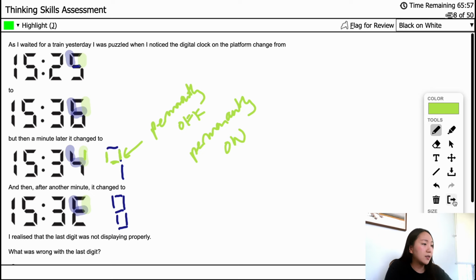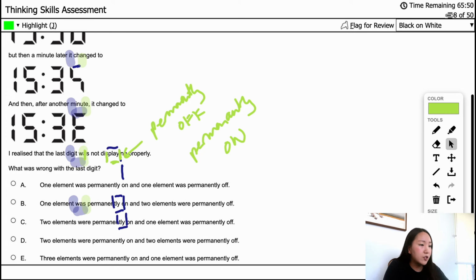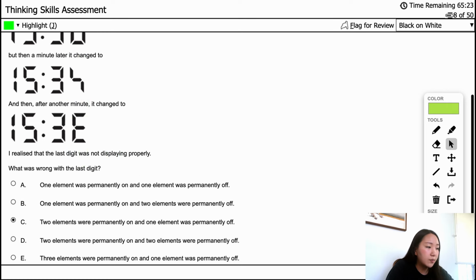I hope that makes sense. I know that sounded very clear in my head, but maybe it didn't. Feel free to ask if you're still confused. But anyway, from this, what we've learned is that there was one element that was permanently off and it shouldn't have been. And there were two elements that were permanently on, and they shouldn't have been. So the answer is C, sorry, got very confused there. Yeah, C, so two were permanently on and one was permanently off.